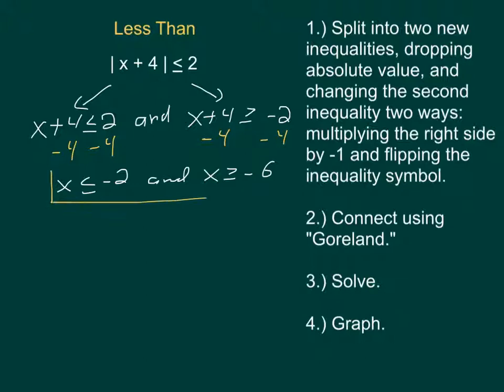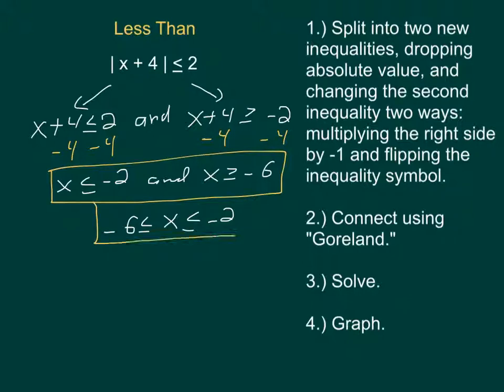And so you can leave your answer just like that, or if you'd like, negative 6 is the smallest one. That's negative 6 is less than or equal to x, which is less than or equal to negative 2. So either of these would be acceptable. And now to do the graph, we know what to expect, negative 6 to negative 2.